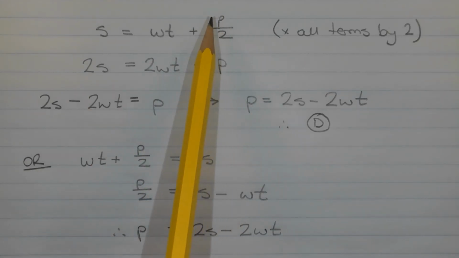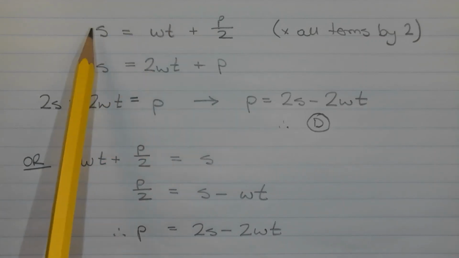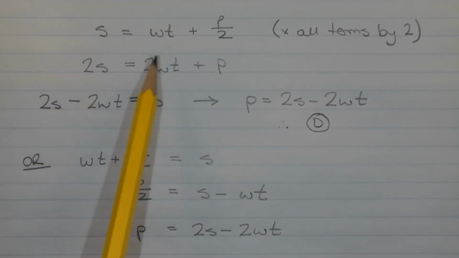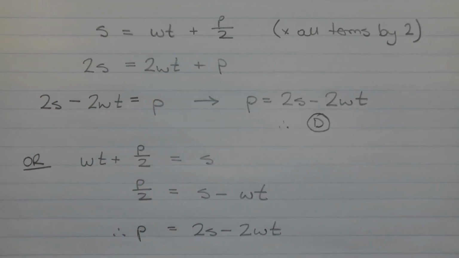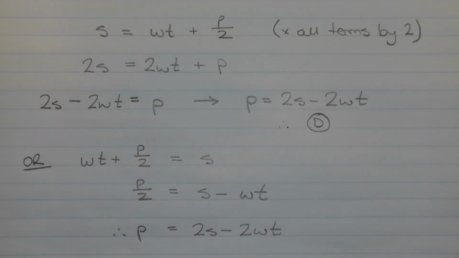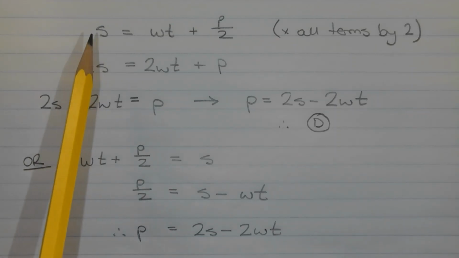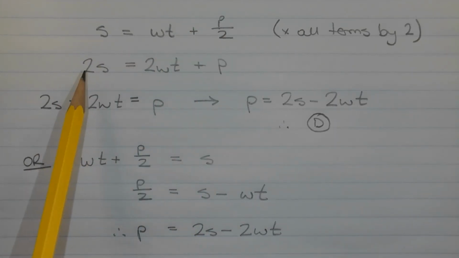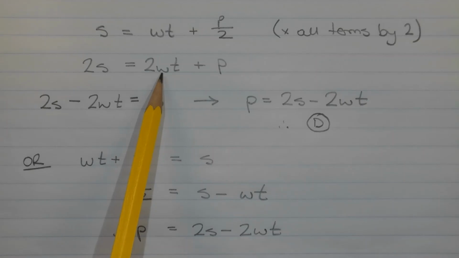But in doing that, we also need to do the same thing to the other two terms. So we need to multiply the S by 2 and the wt by 2 as well to keep the equation balanced. So think of it as long as I do the same thing to each term, the equation still holds true. So multiplying all terms by 2, we get 2S is equal to 2wt plus p.